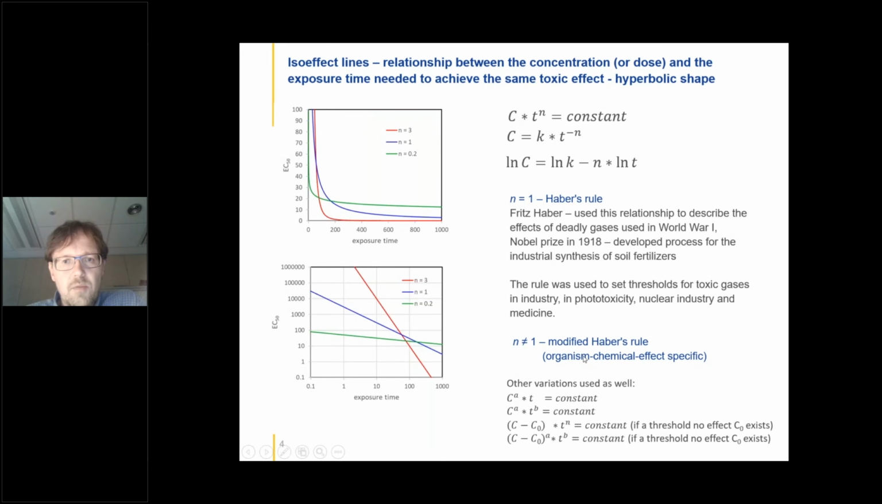Different other forms of this modified Haber rule exist. You can put the exponential factor either on the concentration or on the time or on both, or sometimes there is introduced C0, which is a threshold no effect concentration, which might in some cases exist.